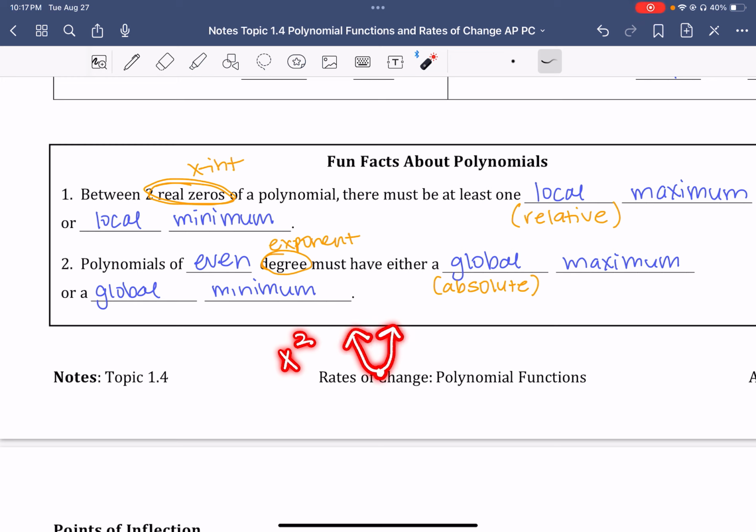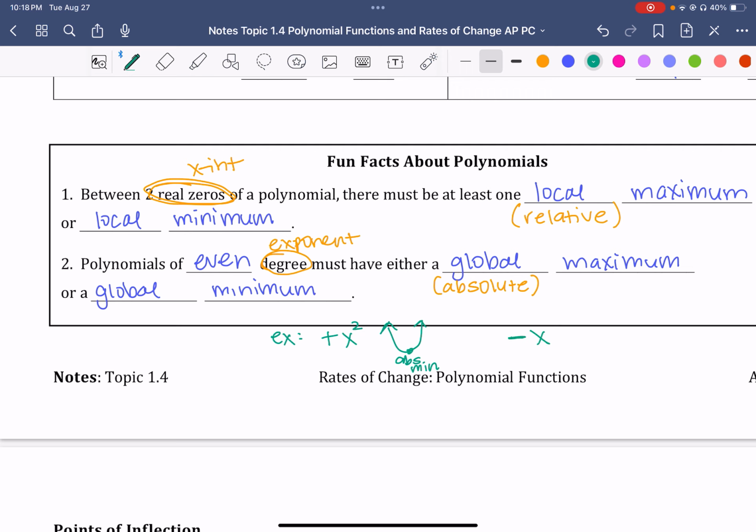This one would have, let me write this down just as an example. Okay, so if you have a positive x squared, you're going to have a parabola that looks like this. So you would have an absolute minimum. And just another example, if you had negative x squared, you would have a downward facing parabola like this, and then you would have a global max or an absolute max.